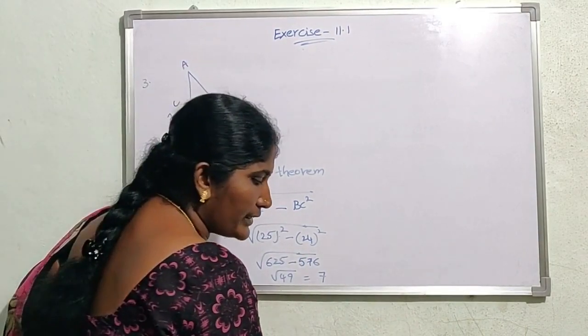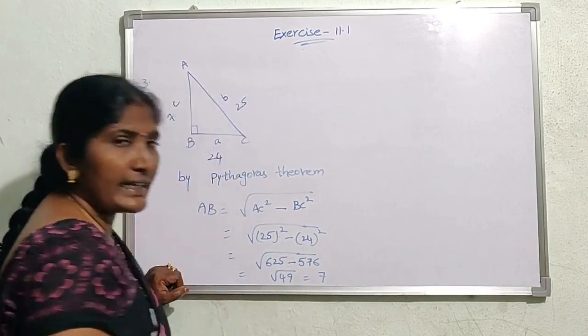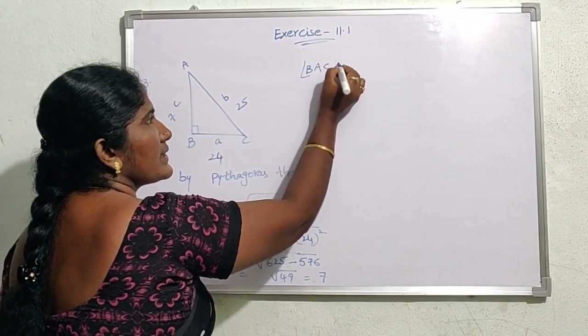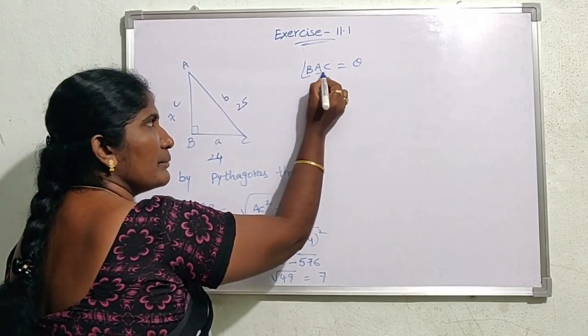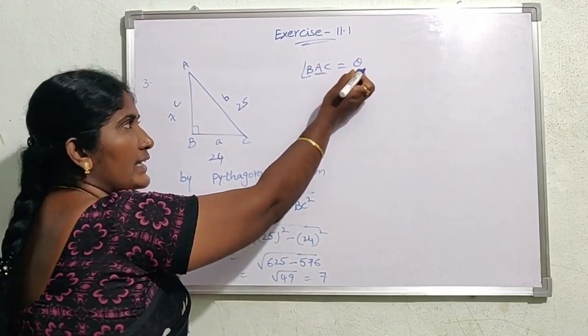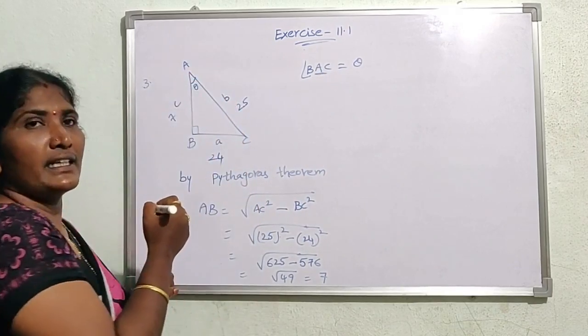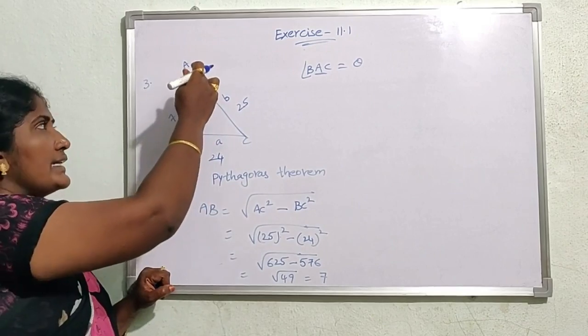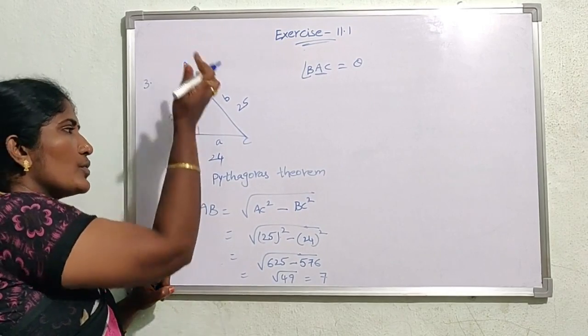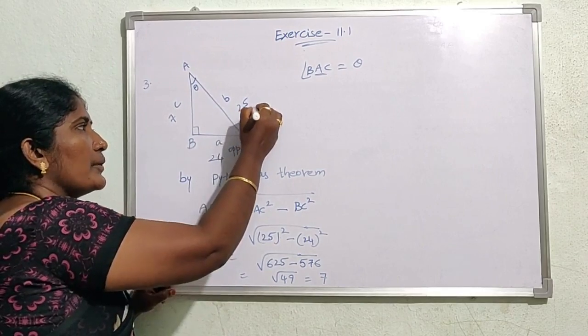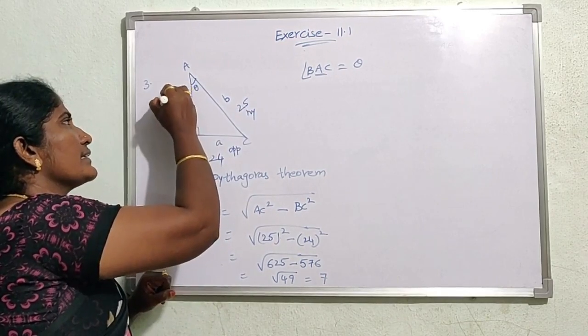Now what we want to find out? Cos theta and tan theta. One more thing they gave, angle BAC is equal to theta. That means at middle letter they gave angle. Middle letter means A. Here they mentioned angle is theta. So now naming the sides. Here angle they gave, so automatically this becomes opposite side. This is hypotenuse and this is adjacent side.